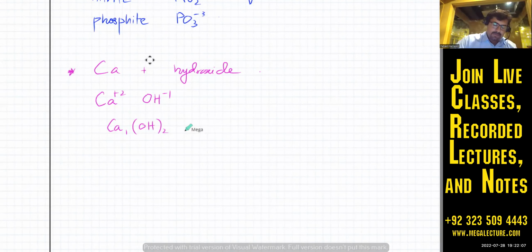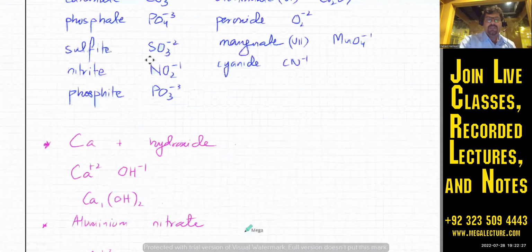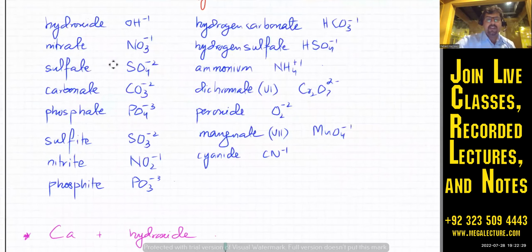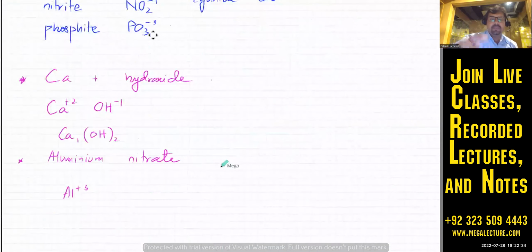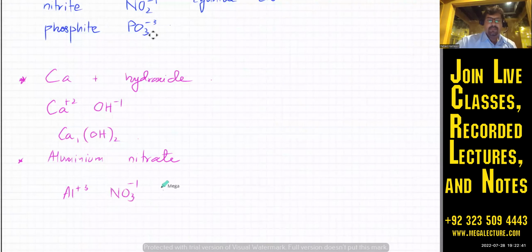So what about aluminium? Let's do another one. Aluminium is group 3, so I know that aluminium is +3. I want to make the formula of aluminium nitrate. So the question is, what is nitrate? Nitrate is NO3 and the whole thing has a charge of -1.